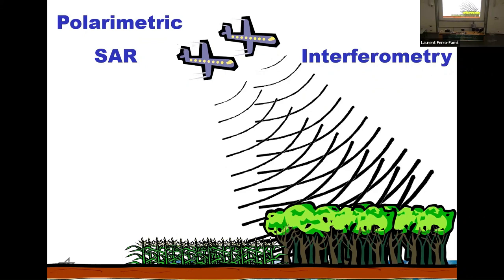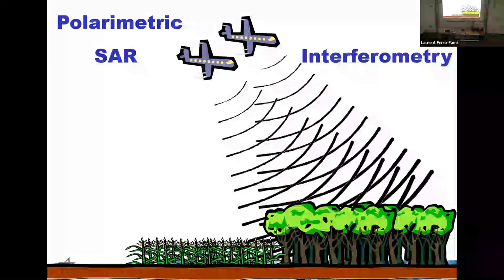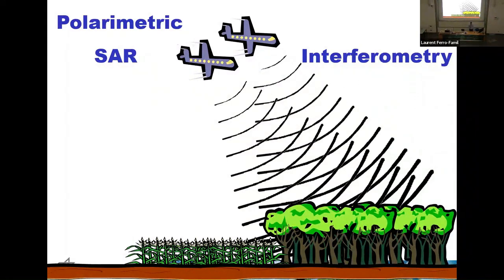Using these two allows you, on the one side, to separate the different scattering mechanisms, and on the other side, to locate them in height. Here you have this example with a forest volume, but also with an agricultural volume. What is missing here are other kinds of volumes, so you have ice volumes, and why not even sand volumes like in deserts. So in principle, with interferometry and polarimetry, you can extract structural information about volume scatterers by separating the different contributions.